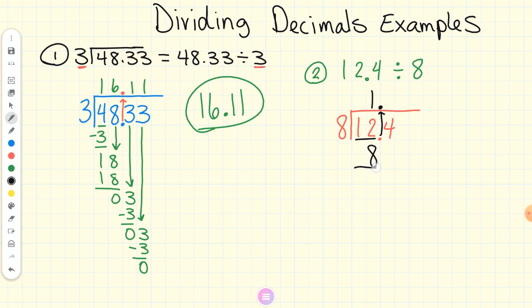8 times 1 is 8. Subtract and get 4. Why should I pause? What do I pause for? Who remembers? Why do I pause, Aubrey? To see if you can drop anything down. Nope, not yet. Easton? Make sure 4 is under 8. Yeah, to make sure when I subtract, my answer is less than 8.